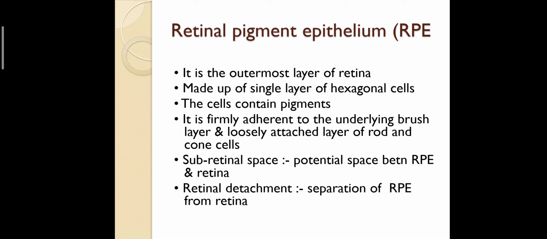So there is a potential space between the layer of rods and cones and the retinal pigment epithelium, because it is very loosely adherent. There is a chance of seepage of fluid within this space, which in turn can lead to retinal detachment. So in the pathogenesis of retinal detachment, this is important. Retinal detachment is nothing but separation of the retinal pigment epithelium from the retina. Retina here means neurosensory retina. All the layers other than the RPE are called neurosensory retina.